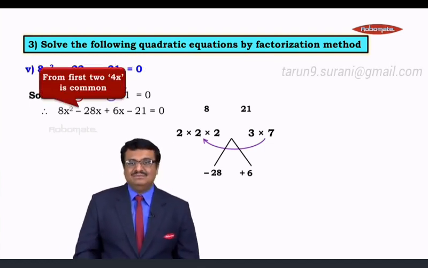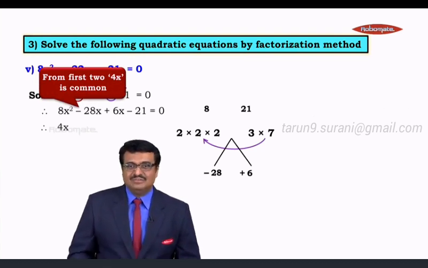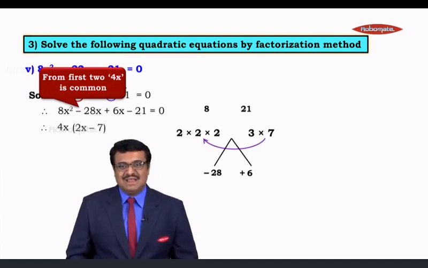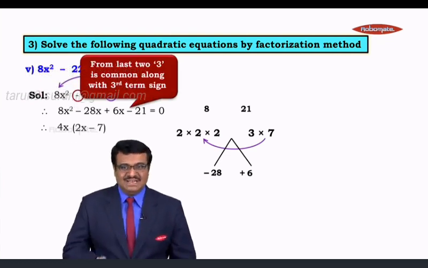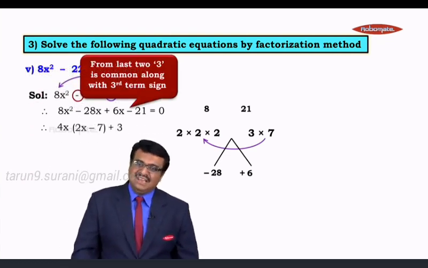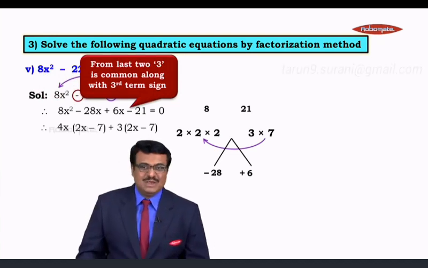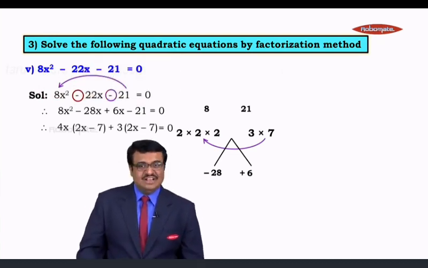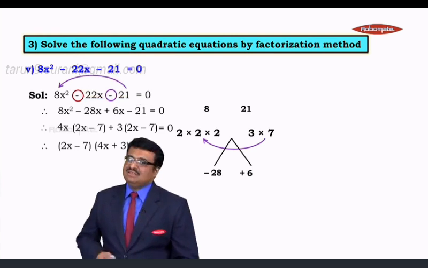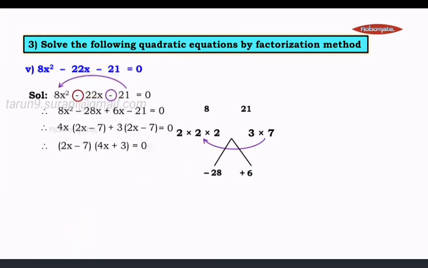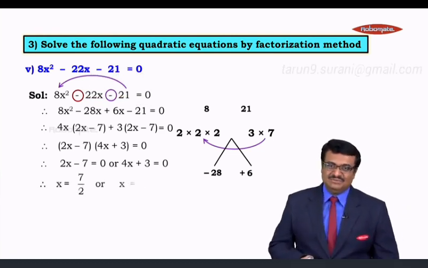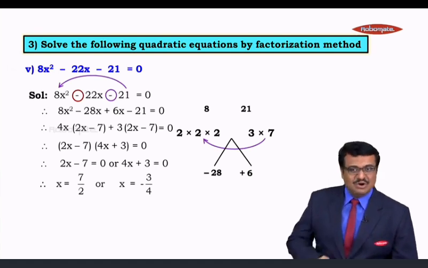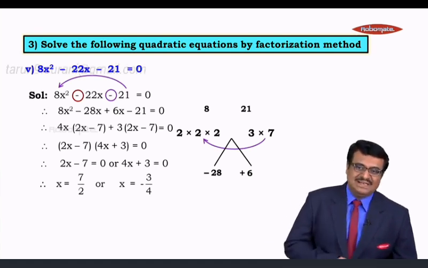Now let us take common from the first two. So 4x goes common, what stays inside the bracket is 2x minus 7. Whatever is the sign of the third term, that sign goes out, plus 3 goes out common, what stays inside the bracket is 2x minus 7 is equal to 0. So now in this line 2x minus 7 is common, so 2x minus 7 goes out common, into 4x plus 3 is equal to 0. So 2x minus 7 is equal to 0, or 4x plus 3 is equal to 0. What we get is x is equal to 7 upon 2, or x is equal to minus 3 upon 4.